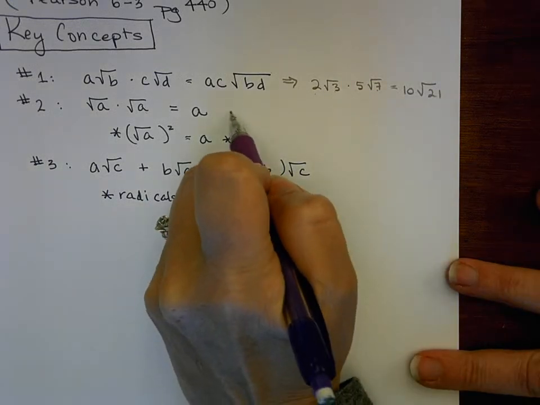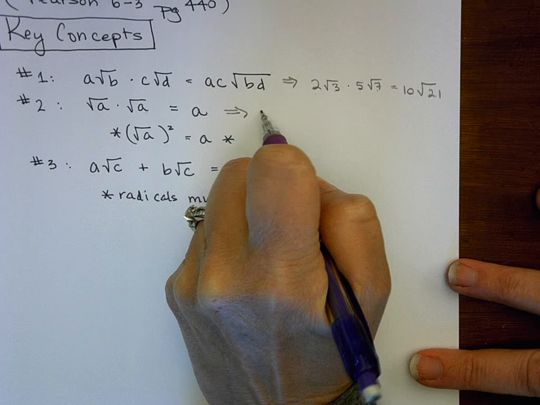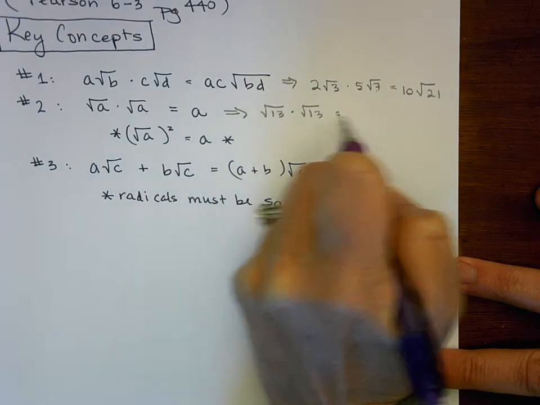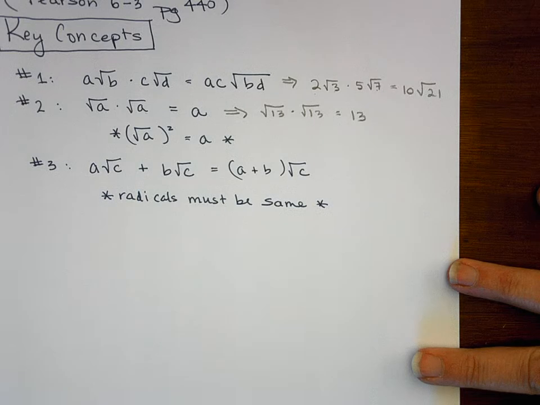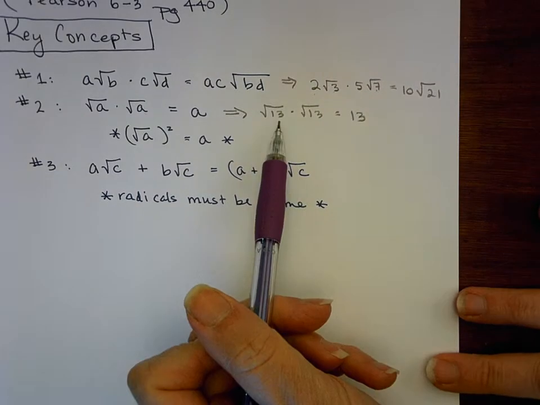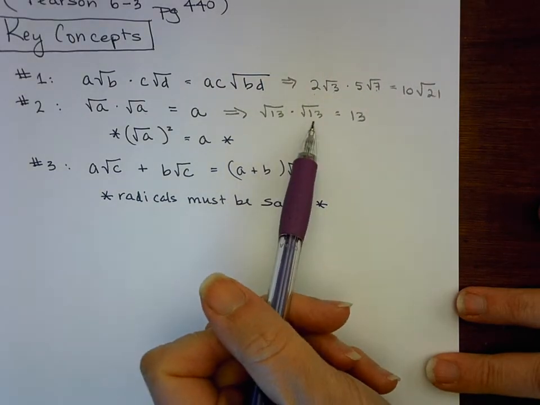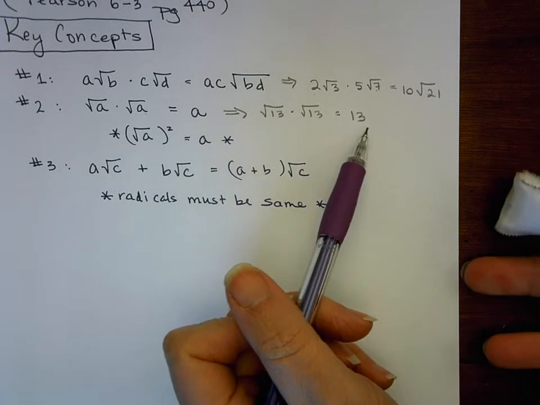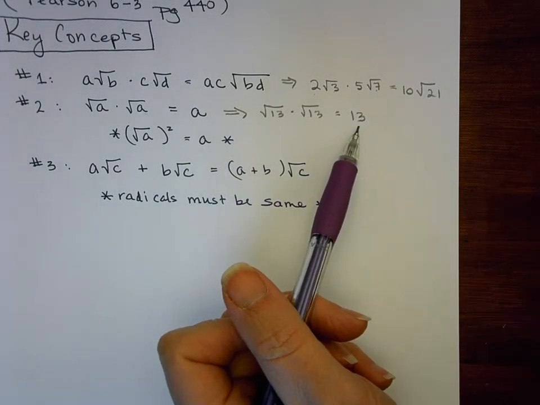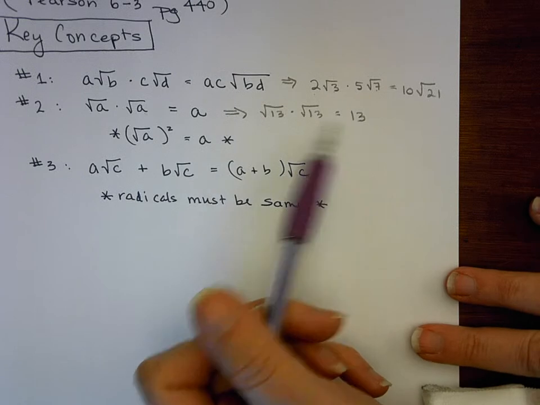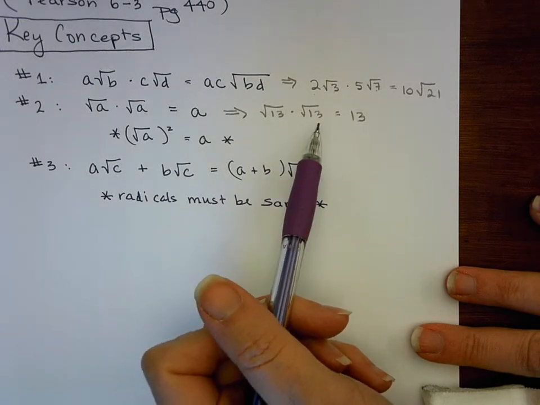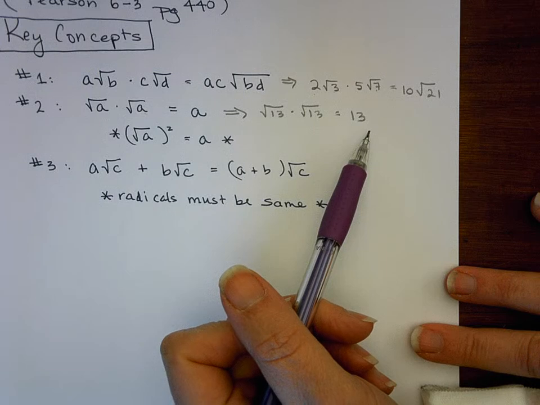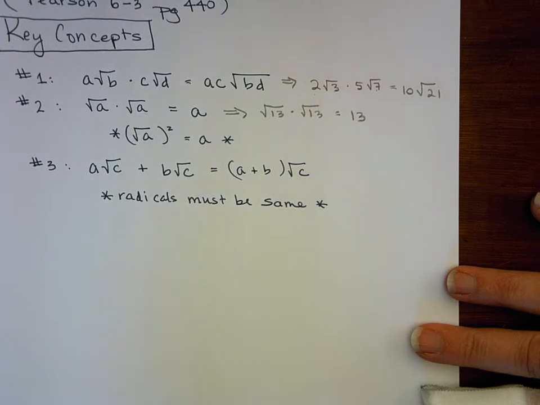For the second key concept, if I have, say, root 13 times root 13, then that would just be equal to 13, right? So I could also say, well, this is just the square root of 169 using key concept number 1, and then what's the square root of 169? It's 13, but then I'm doing an extra piece that I don't need to do if I understand that when I multiply like radicals together, I just get the root of 13 squared, which is just 13, okay?